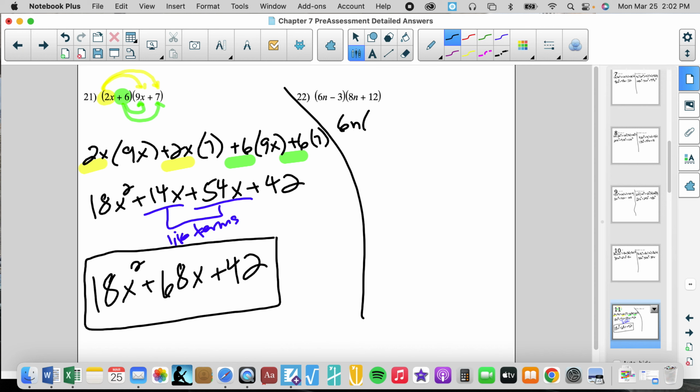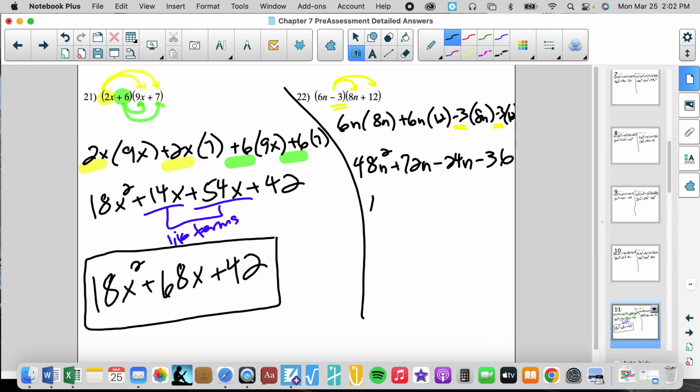This is going to look like 6n times 8n plus 6n times 12 minus 3 times 8n minus 3 times 12. So we're distributing that negative 3. Notice that I have a negative 3 that is being distributed. So that's 48n squared plus 72n minus 24n minus 36. 48n squared plus 48n minus 36. There you go. How fun is that?